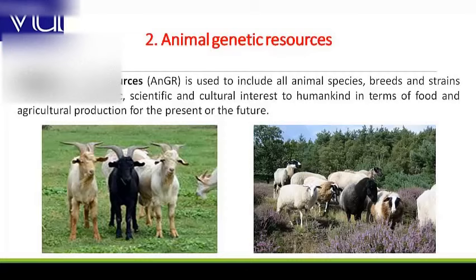There are more than 40 species of animals that have been domesticated or semi-domesticated during the past 10 to 12,000 years, which contribute directly and indirectly. Some common species include cattle, goats, pigs, chickens, horses, buffaloes, and many other domesticated animals.